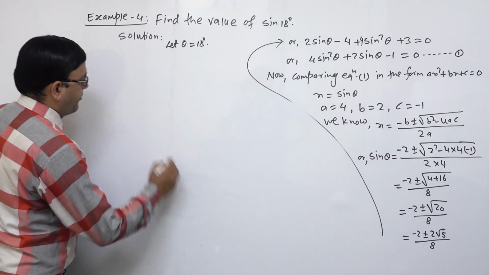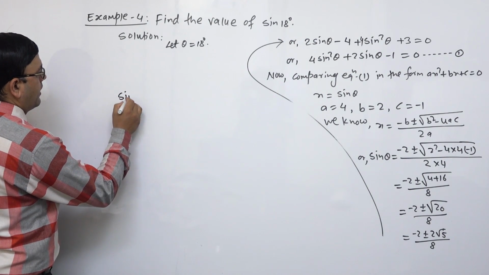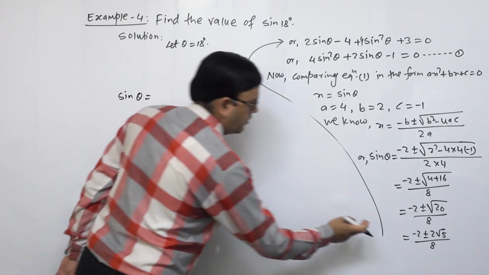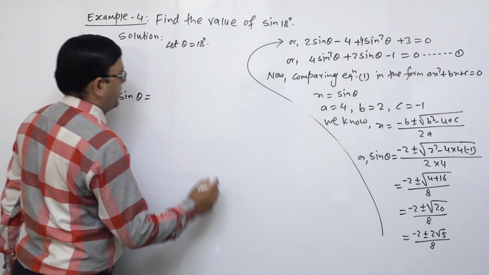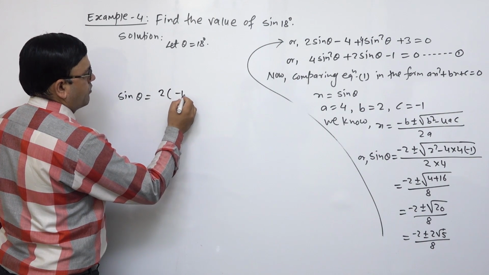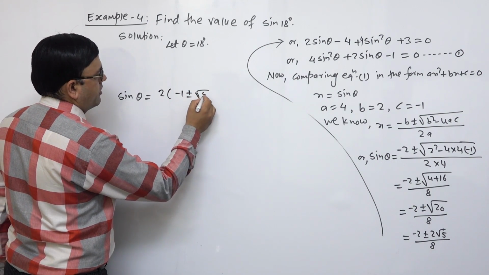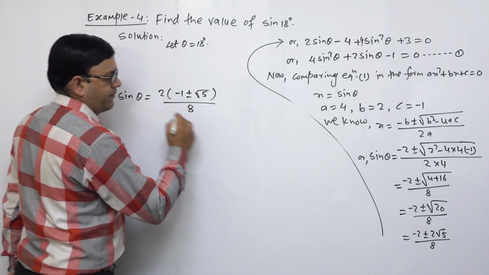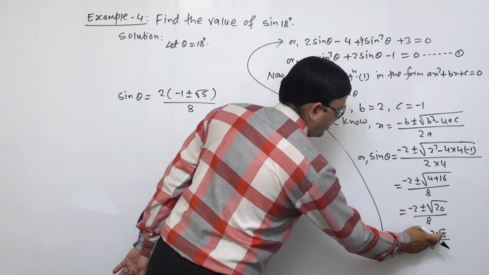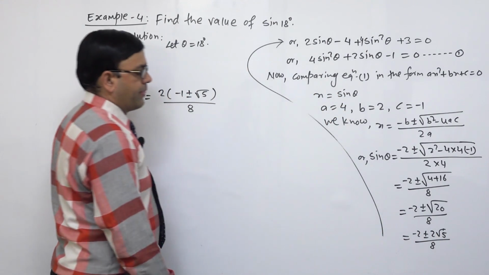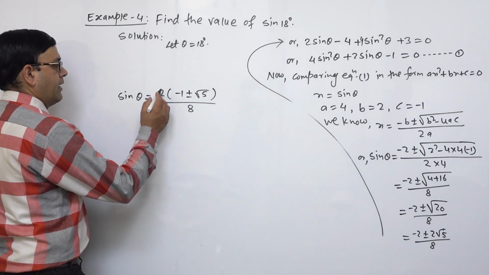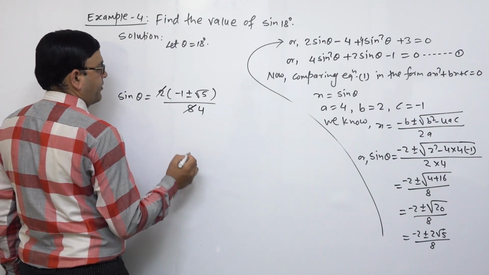Now we have sin theta is equal to, taking 2 common, 2 times minus 1 plus minus root 5, by 8. Here we took 2 common. Then sin theta is equal to minus 1 plus minus root 5 by 4, as this 2 and this 8 cut by 2.